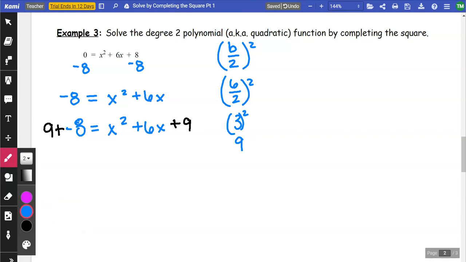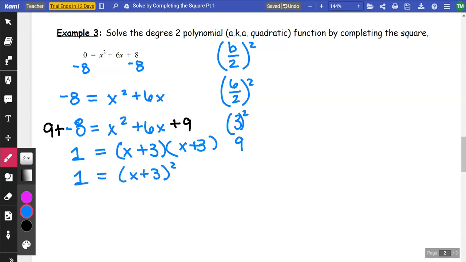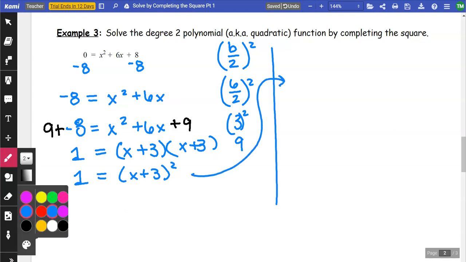This simplifies to 1. Equals, and then what does x squared plus 6x plus 9 factor to? So you want to factor this side so it ends up being a perfect square. So x times x is x squared, 3 times 3 is 9, and then plus 3 will get us that positive 6 in the middle. I can rewrite this as x plus 3 squared. And now we're ready to solve, and I'm going to do that step over here. So we have 1 equals x plus 3 squared.